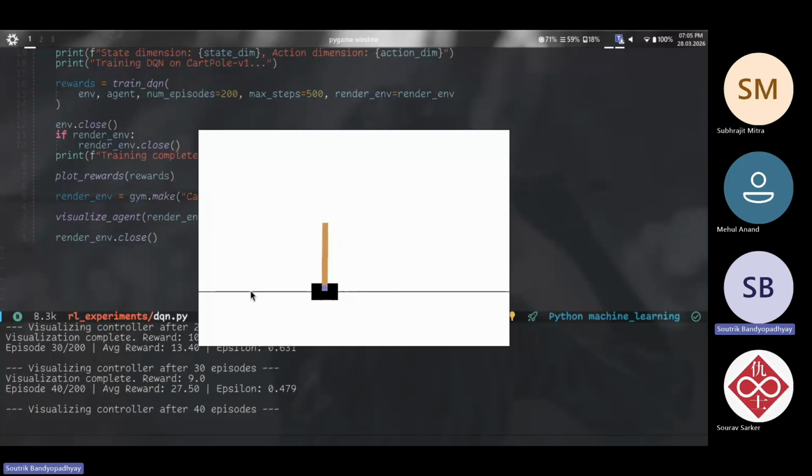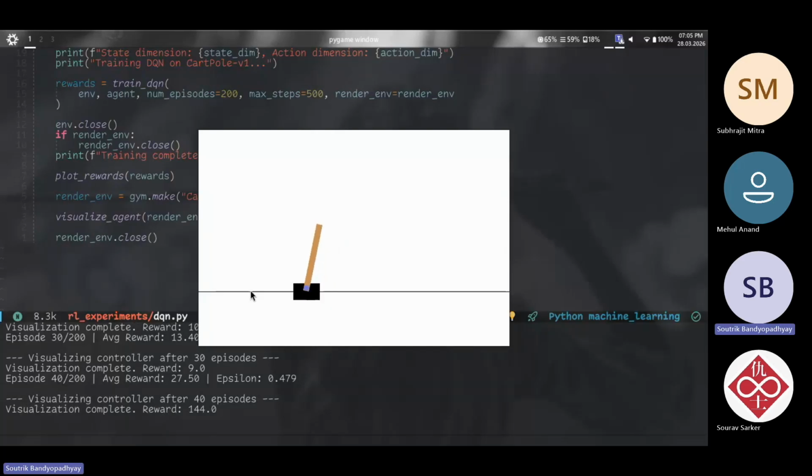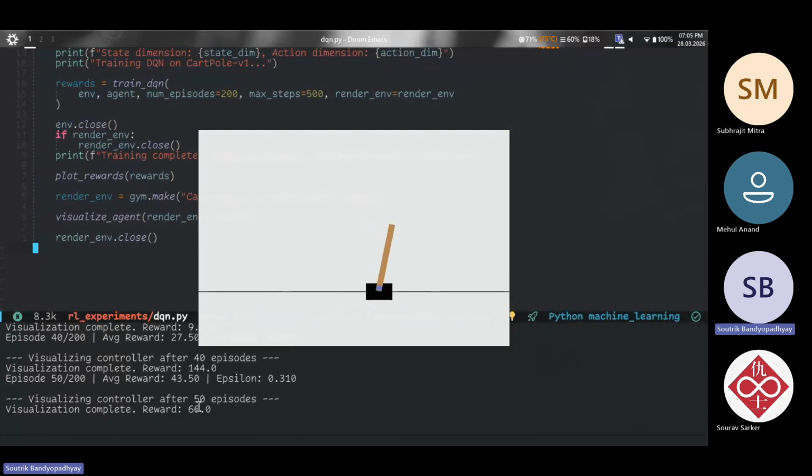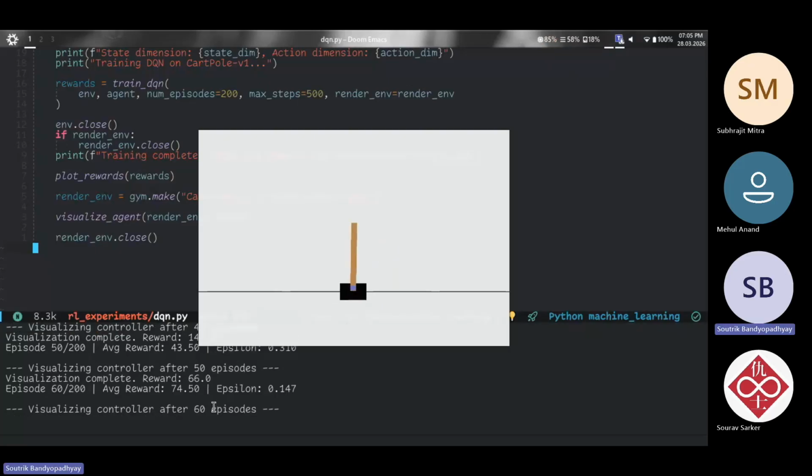But you can see here it is trying to keep it upright, but yeah, there it goes. So if you see, the reward here was 144, which was really high from the average 166, right? So there would be some stochasticity, but eventually this would trend upwards.